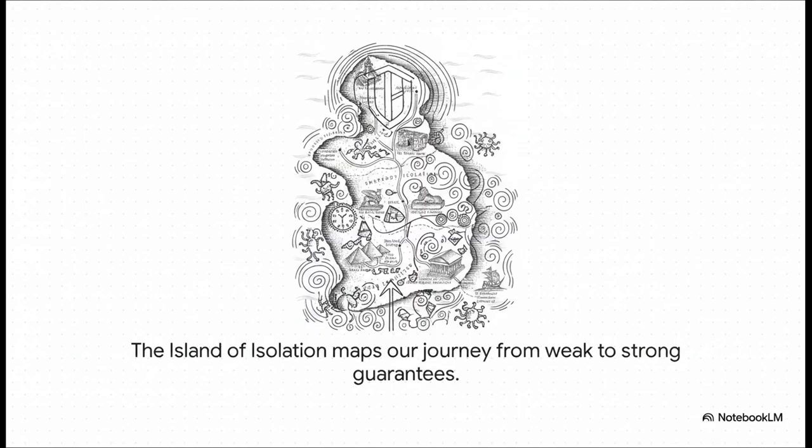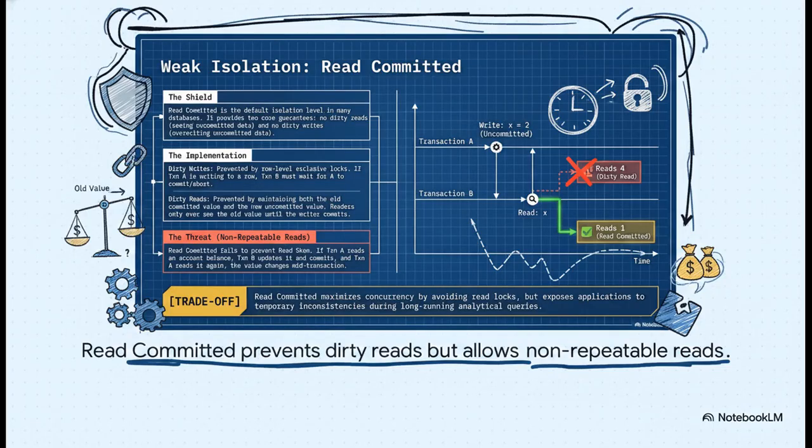And along the way, we're going to meet all the weird little monsters, the race conditions, that pop up at each level. First up, the level most databases default to. Read committed. It's a good start. It stops you from seeing dirty reads, which is just a fancy way of saying you won't see someone else's half-baked, unfinished work. But it's vulnerable to something called a non-repeatable read. Imagine you read a value, do some work, and then read the exact same value again, and poof, it's different. Why? Because some other transaction snuck in and changed it right under your nose.